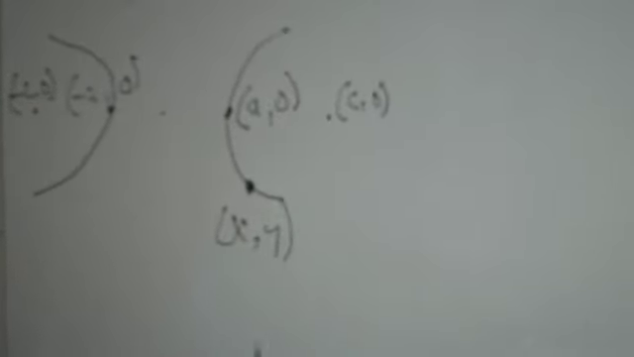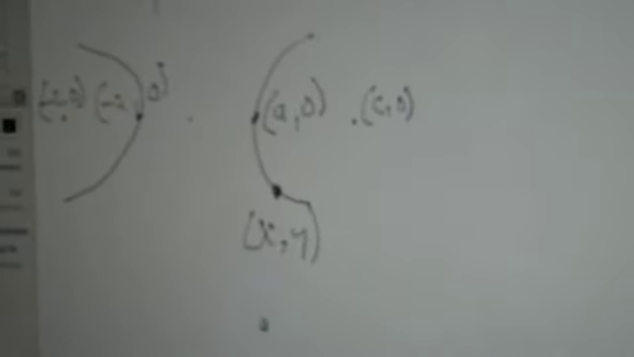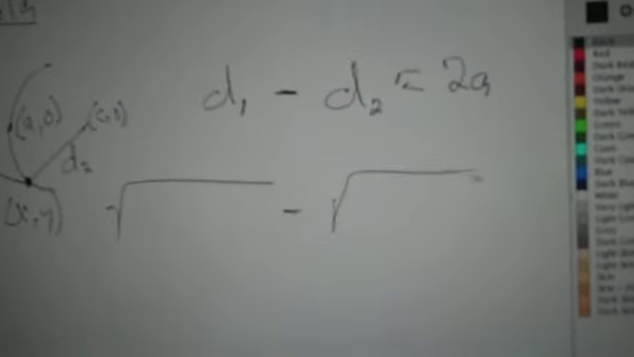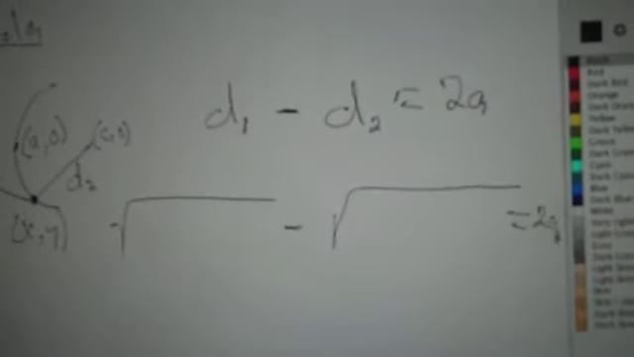What's next? Pick a point and label it x, y. See the pattern? Every time you draw the picture, label the parts, pick a point, call it x, y, and again I have to draw in the focal radii. So to each focus, here's distance 1, here's distance 2, and now in the hyperbola, distance 1 minus distance 2 equals 2a. It's the difference of focal radii that makes 2a. Now I need square root minus big square root equals 2a.